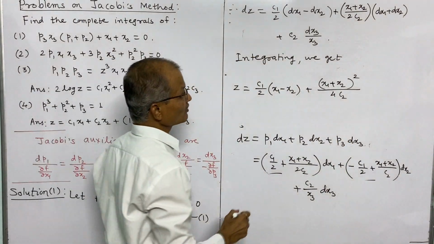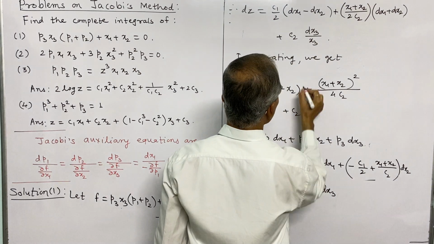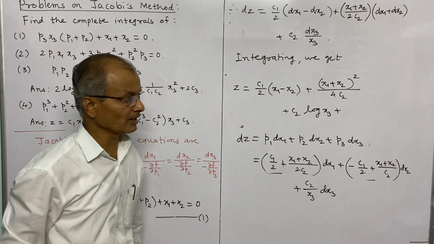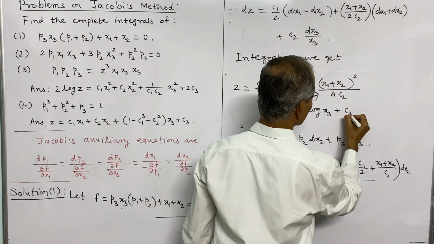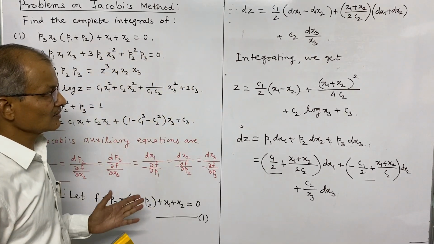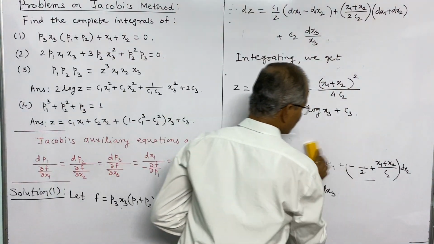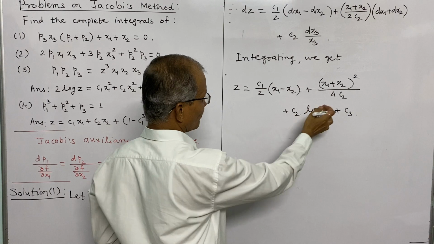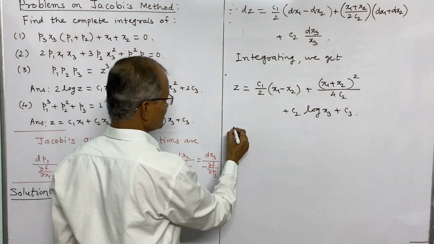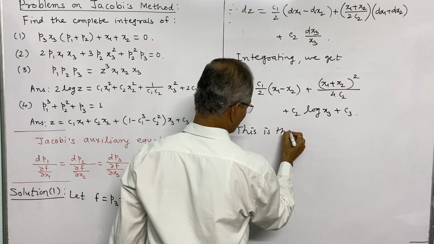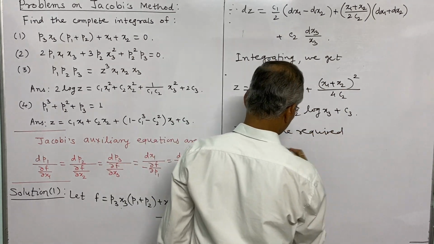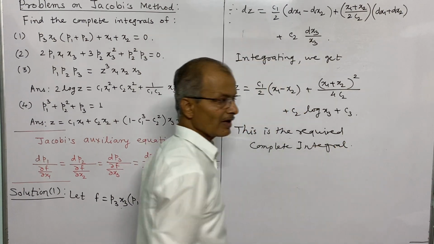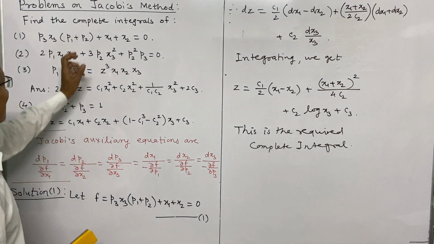And last is plus C2. Integration of this is log of x3 plus constant of integration. We write the constant of integration as C3, and thus this is the complete integral. So at the most we can multiply by 4 to avoid the fraction. So this is the required complete integral. So in this way we can use the Jacobi's method to solve such type of problems.